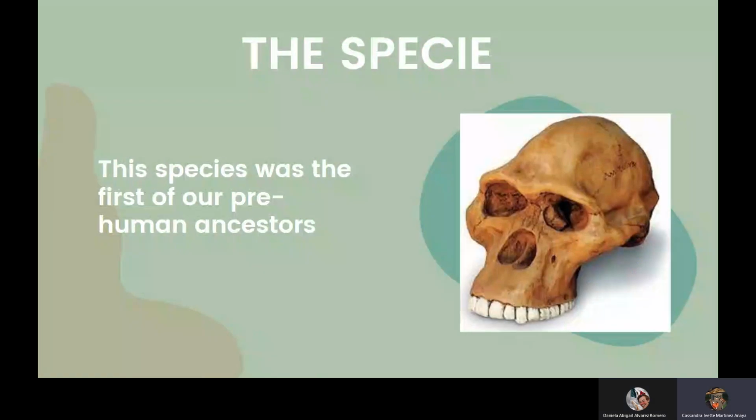The species: Australopithecus africanus. This species was the first of our pre-human ancestors to be discovered, but was initially rejected from our family tree because of its small brain. This opinion changed when new evidence showed these species have many features intermediate between apes and humans.